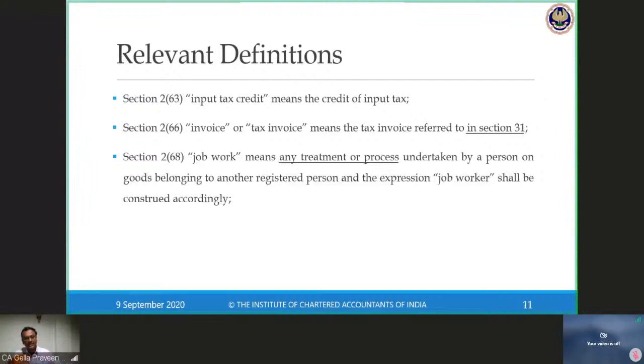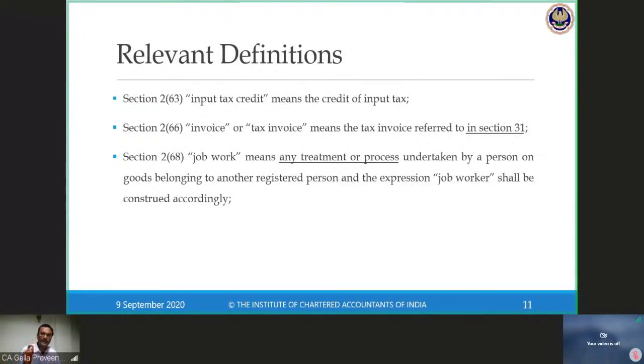Now, is a manufacturing activity a treatment or process? When I do a manufacturing activity, is it a treatment or process? Probably yes. Manufacturing is what? I do an activity, I do a process. When I do an activity or process on something, say raw material, a new product comes into emergence. If a new product doesn't come into emergence, I may call it job work. A new product which comes into emergence also can be called job work. So it includes manufacture. Undertaken by a person.